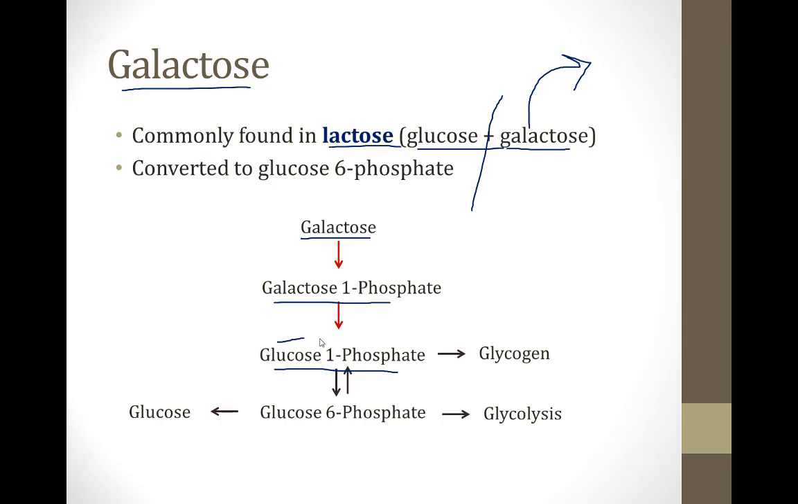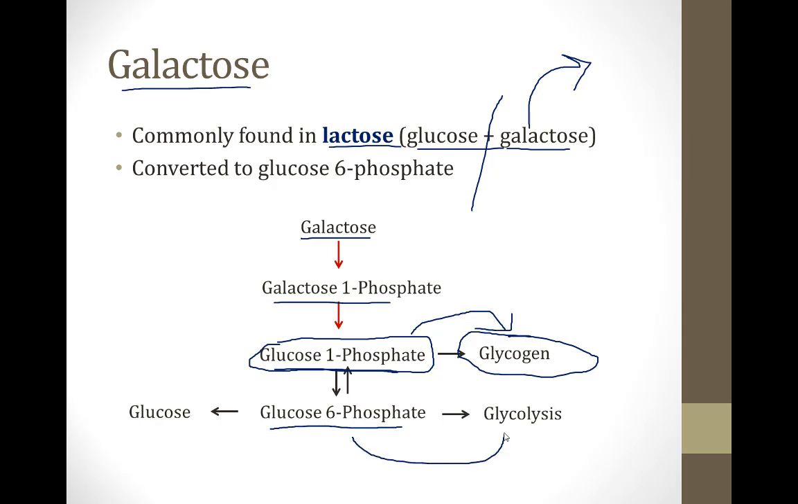And you may remember that glucose 1-phosphate is an intermediate in the pathway towards glycogen synthesis. So this molecule can be used for glycogen synthesis, or it can be converted to glucose 6-phosphate, which is an intermediate of glycolysis. So this molecule can then enter glycolysis or become part of gluconeogenesis and go back towards glucose.